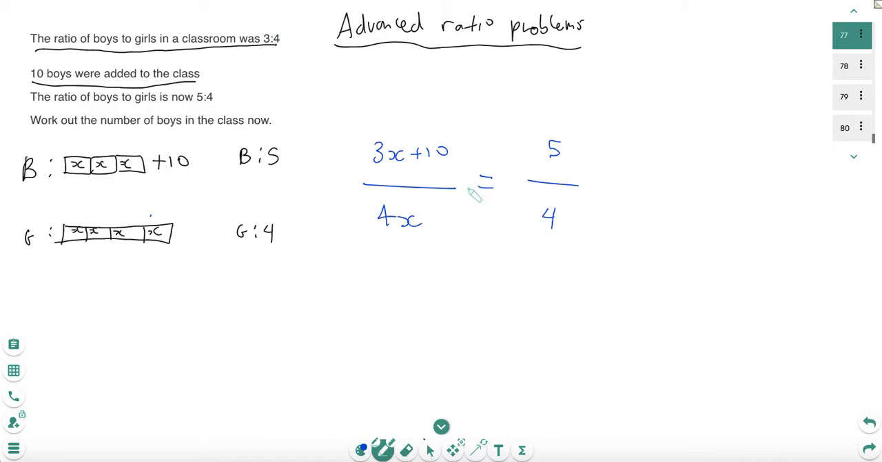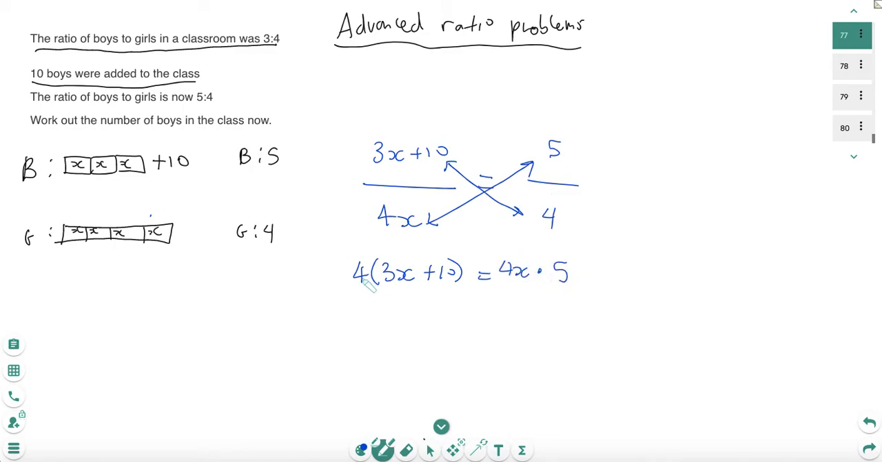Now, if you ever have two fractions which are equal to each other, you can do something called cross multiplication. This side times this side will always be equal to this side times this side. So 3x plus 10 times 4, so we'll write that out. 4 times 3x plus 10 will be equal to 4x times 5.